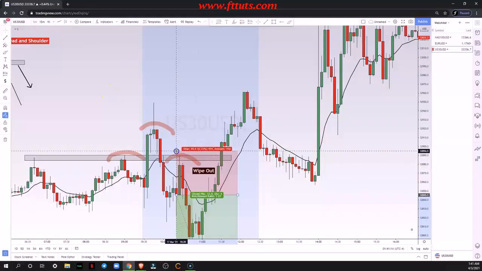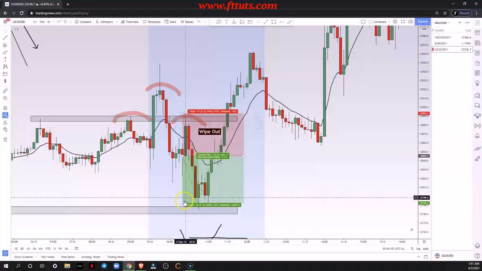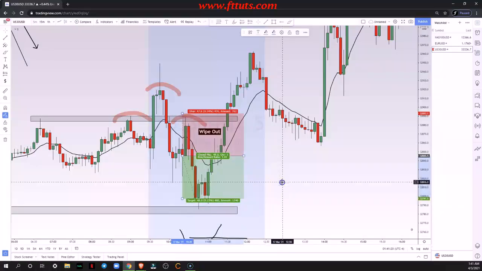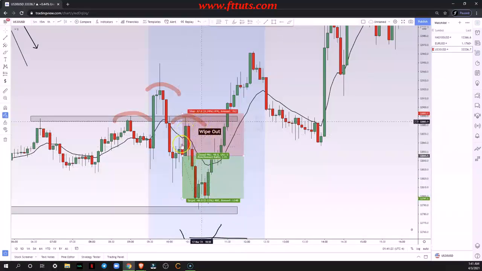Stop loss is 1 pip above, and we're looking for a 1-to-1. Okay, boom, we got our 1-to-1. That would have been an easy sell. Okay, now that was an exhaustion bar, and then it turned into a wipeout bar because this red candle was almost close to the same size as that green candle.